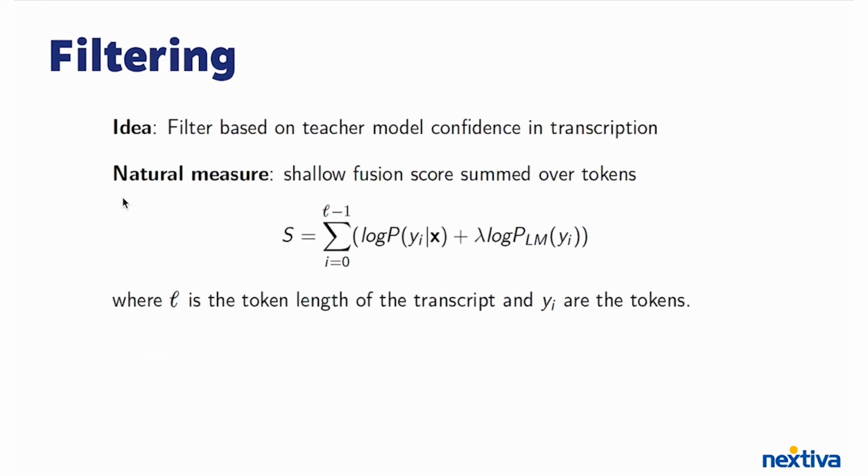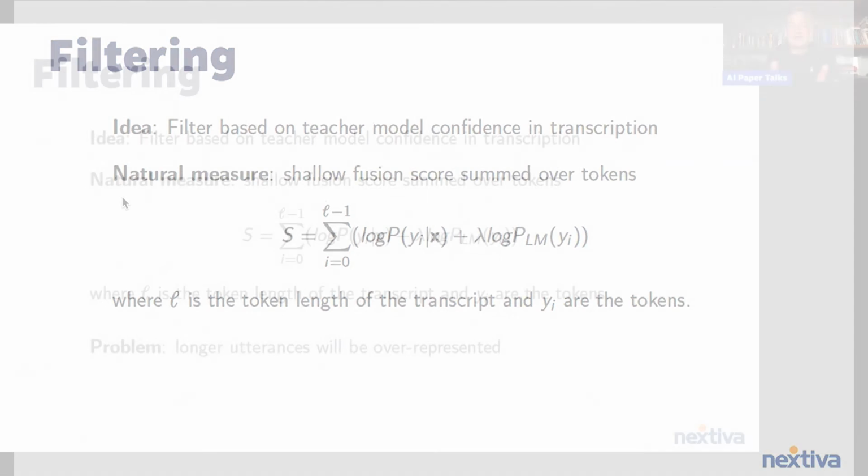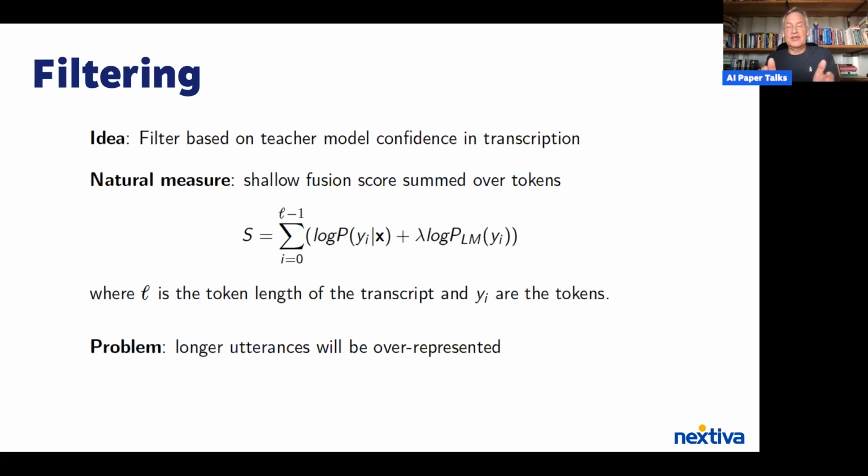Well, the problem with that is that longer utterances are going to end up overrepresented, because this thing's just going to get bigger and bigger. If you have 8 tokens, you're going to have 8 terms in here, and these things are log probabilities. So if you just use that measure, it wouldn't really work. All you'd end up with is the longest things.